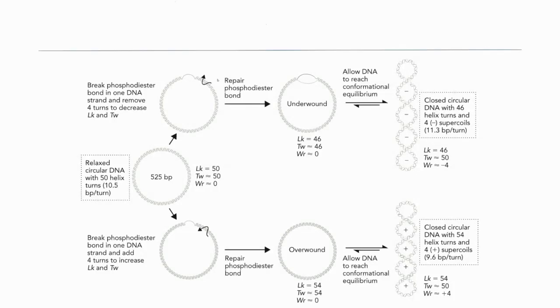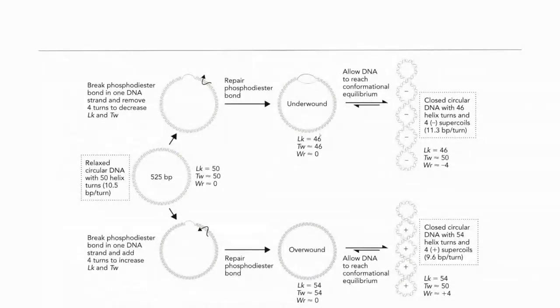If you break the phosphodiester bond in one DNA strand and remove the four turns, that means the twisting number decreases by 4, right? That opens up this double helix, so it will be 4 turns less than the previous one, so that'll be 46. 50 minus 4 is 46, so the linking number will be 46.